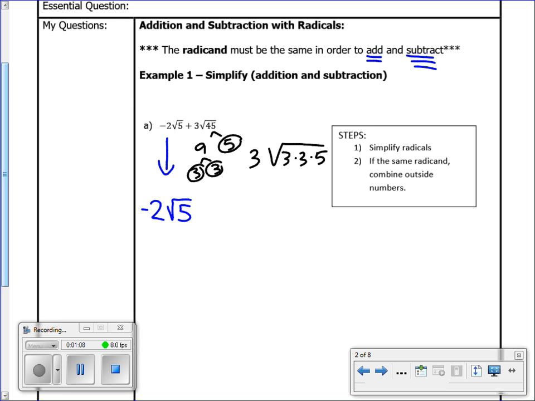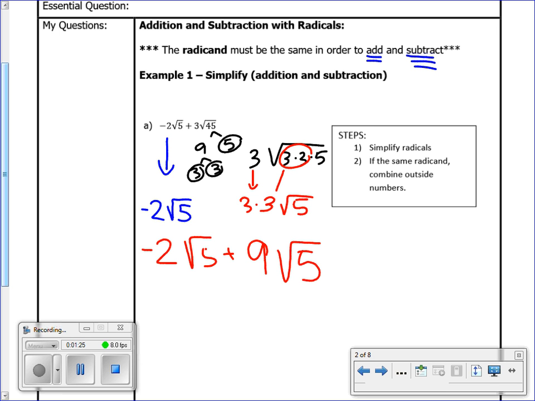So when I go to simplify this, I have 3 square root 3 times 3 times 5. Remember, you're taking out twins if it's a square root. So the 3's come out as 1. You had a 3 in front, square root 5. And when we do this, 3 times 3 is 9. So we end up getting 9 square root 5 plus negative 2 square root 5.